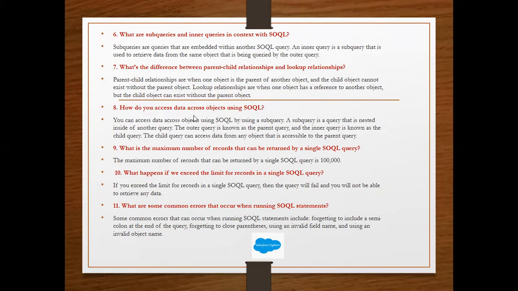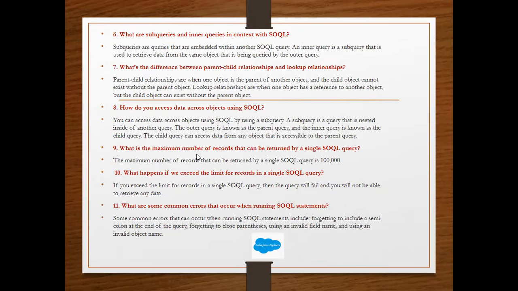Next question: how do you access related objects using SOQL? You can access related objects using SOQL by using a subquery. A subquery is a query that is nested inside another query. The outer query is known as the parent query, and the inner query is known as the child query. The child query can access data from any object that is related to the parent query.